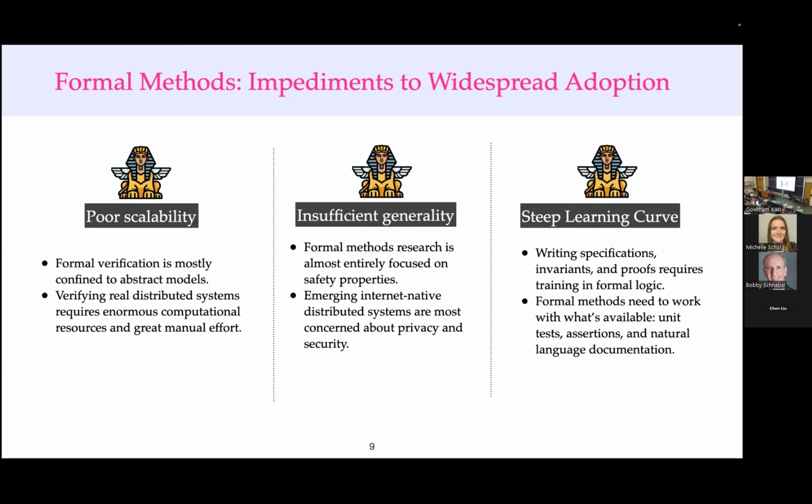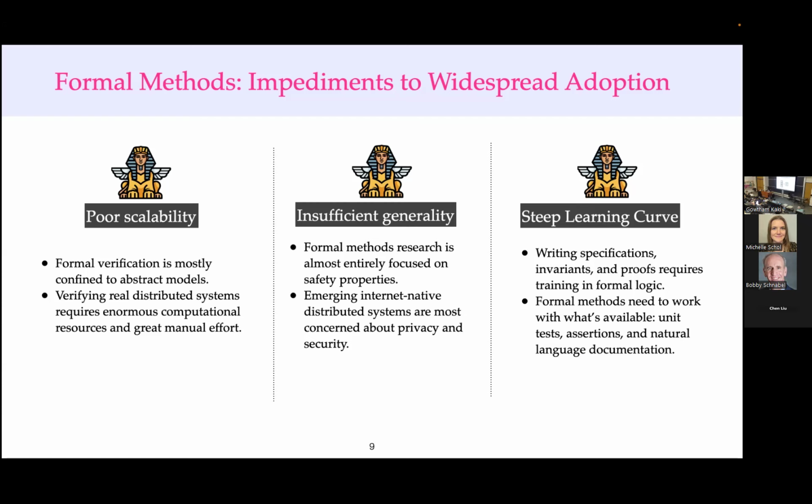lot of manual effort. The generality is also insufficient because most of formal verification, especially in the context of distributed systems, has focused on safety properties. But if you look at decentralized applications such as blockchains and federated social networks, security is the most critical aspect. The privacy of users and security are this critical aspect. There aren't many formal methods or formal techniques that can address those problems.